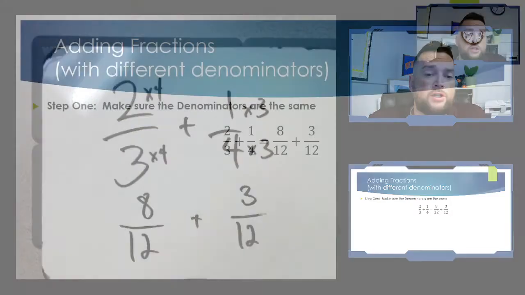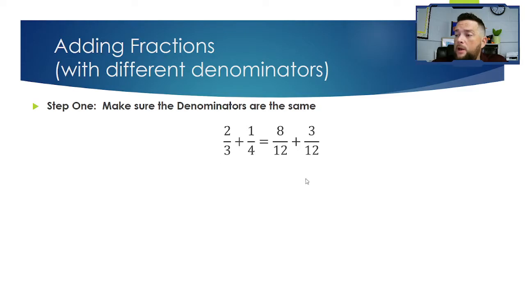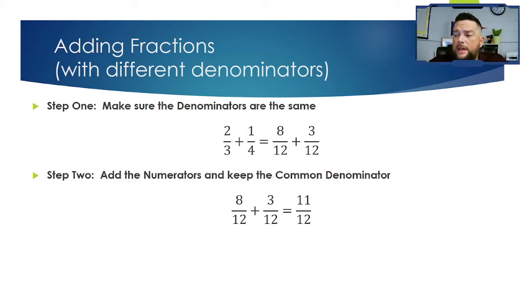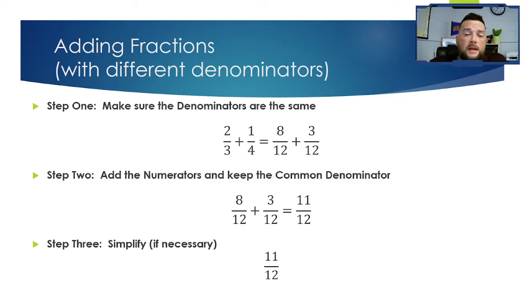So if you've got fractions with different denominators like this, you need to make sure that you have common denominators and convert those fractions to fractions with common denominators. And then step 2 is still the same. You just add the numerators and keep the denominators. So 8 plus 3 is 11, and 11/12 is our final answer, because step 3 says to simplify if necessary. We don't need to simplify this because 11 is a prime number. It won't have a common factor that's useful anyways. So 11 and 12 don't share common factors, so you know that fraction is simplified.